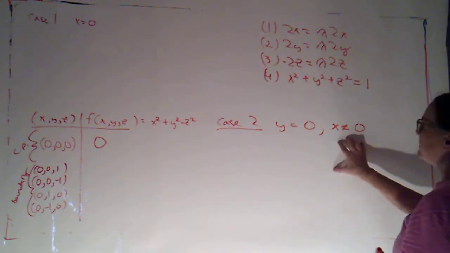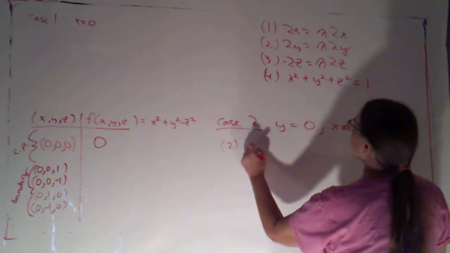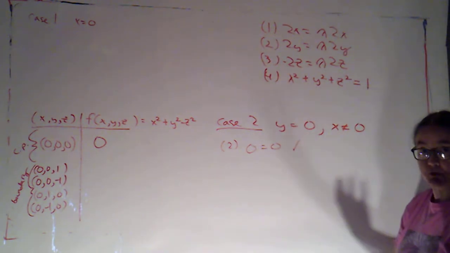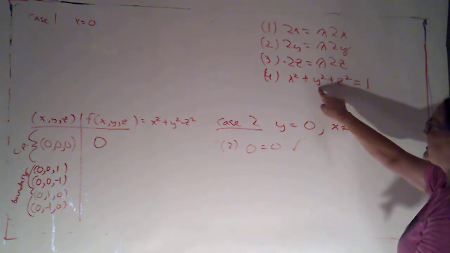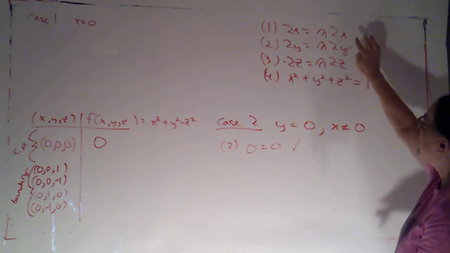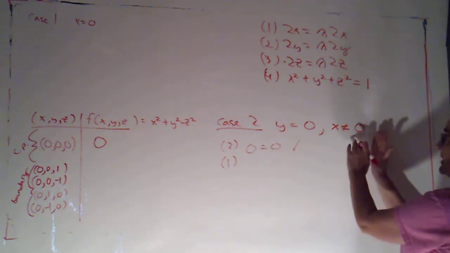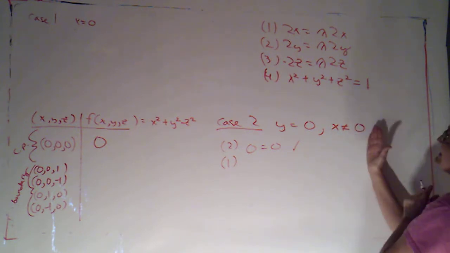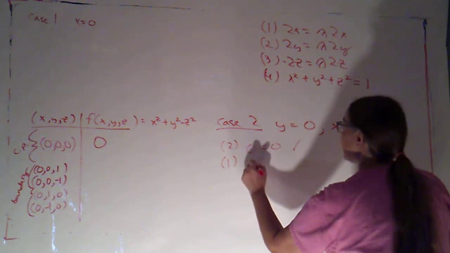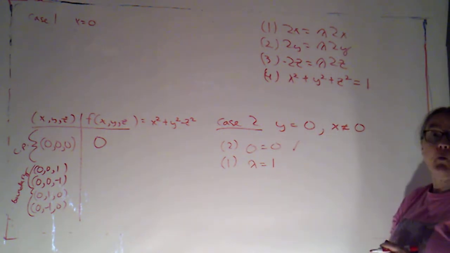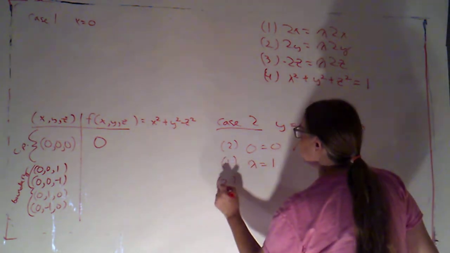Okay, so let's look at that. So I'm going to start with equation 2. Equation 2 becomes 0 equals 0, so that is true. Beautiful. Now, the only other equation that has y's in it is this one, but that would still have 2 other variables. So I think I'll go up to equation 1. Because we've already looked at case 1, I can say any new points will be where x isn't 0. So if x isn't 0, I can divide by it, so I can say lambda is equal to 1.